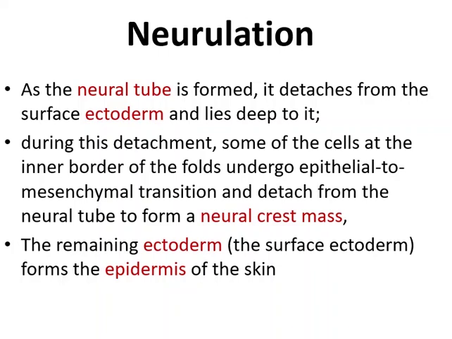As I mentioned before, at the edge of the neural fold we have a special type of cells called neural crest. During formation of the neural tube, the neural crest cells detach from both the ectoderm and the neural tube, while the remaining ectoderm is called surface ectoderm, and that forms the epidermis of the skin.